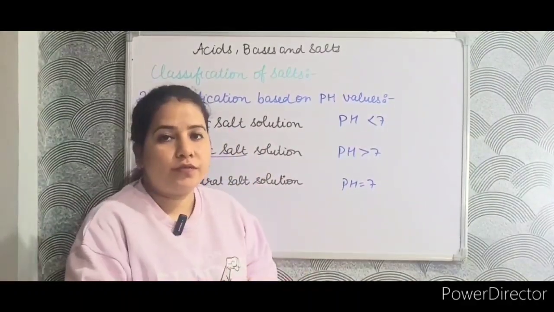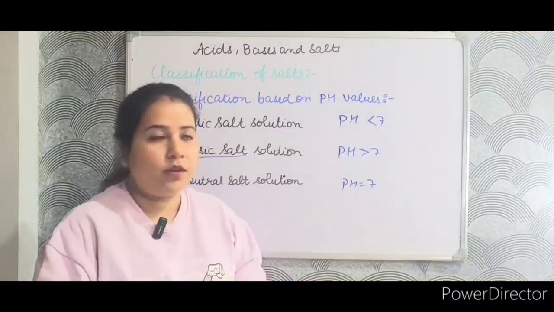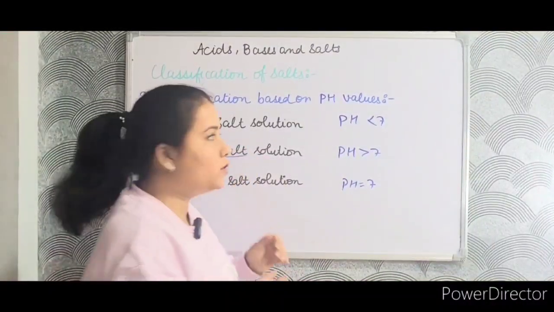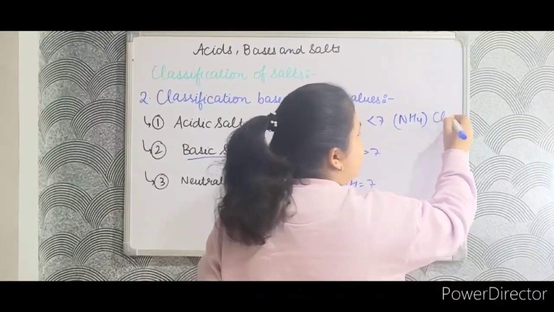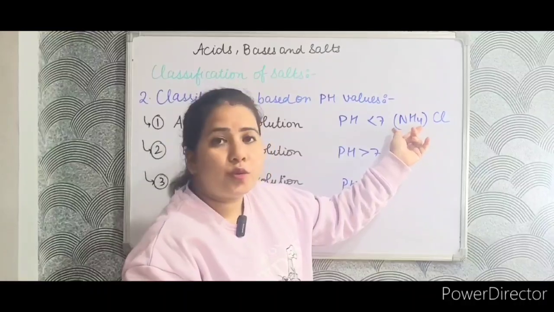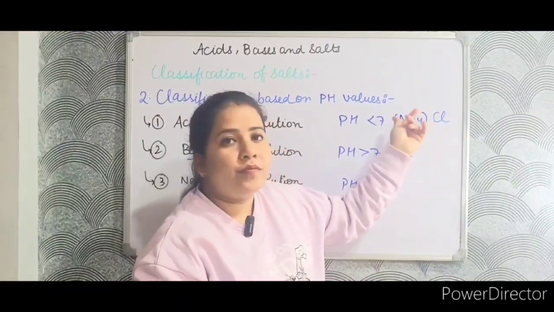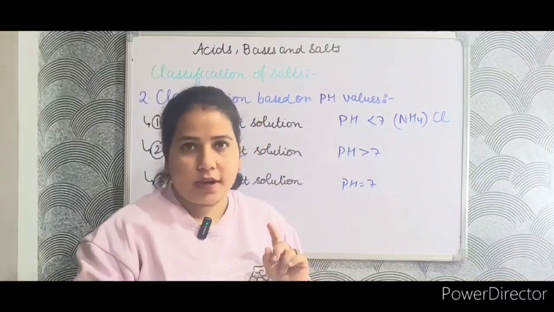Now what is acidic salt solution? The salt solution which is prepared by reaction of a strong acid and a weak base. So example of acidic salt solution is NH4Cl. It is prepared by reaction of NH4OH and HCl. NH4OH is a weak base and HCl is a strong acid.